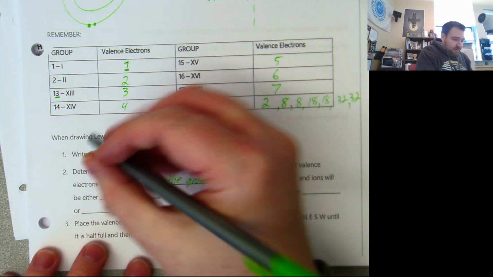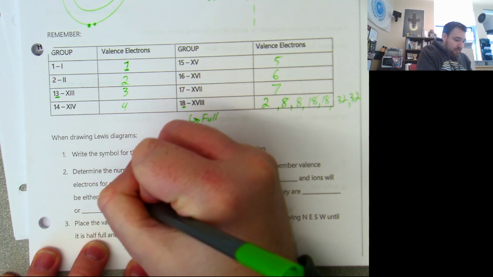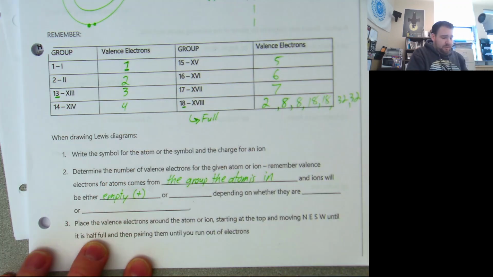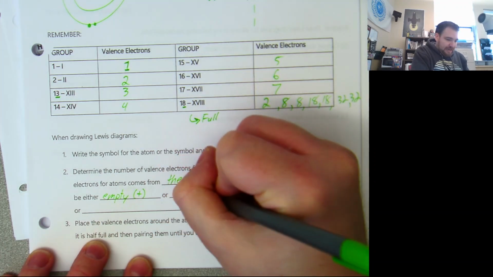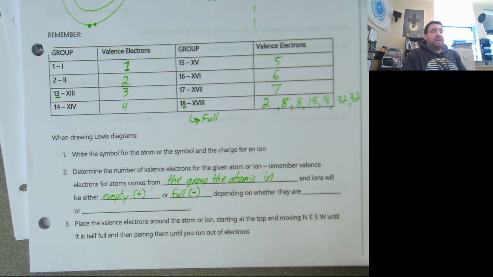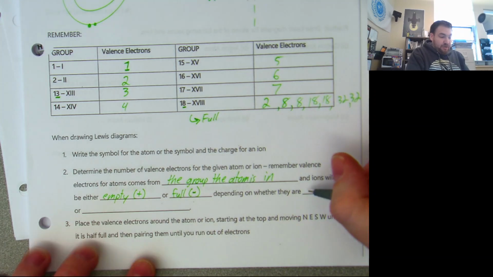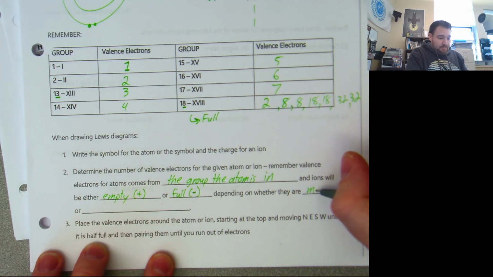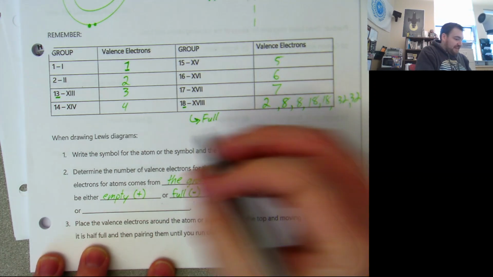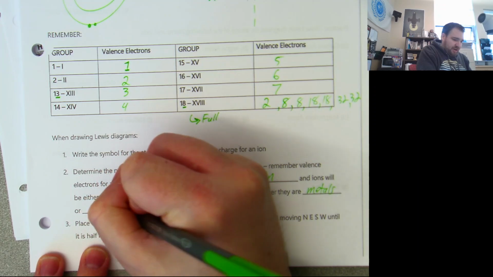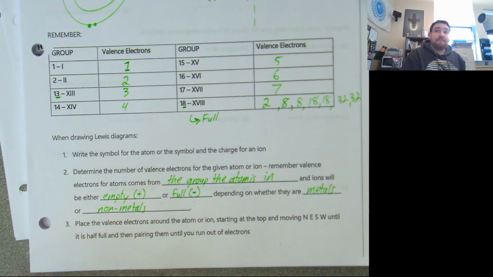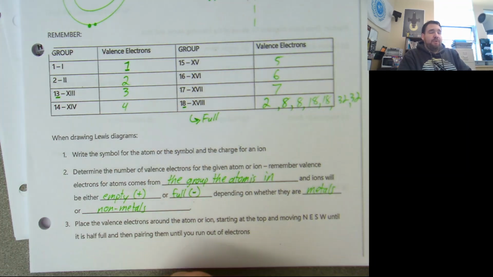Ions will either be empty if they're positive or full if they're negative. It's all or nothing with the ions. The positive ones are all metals. The negative ones are all nonmetals. You place the valence electrons around the atom or the ion starting at the top, just like we did with Bohr diagrams. You move around the compass, and then you start pairing up until you run out.